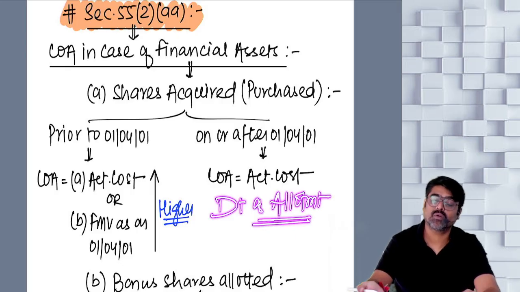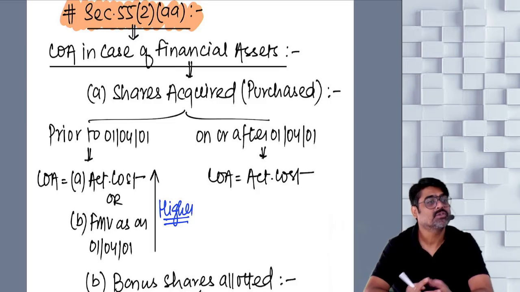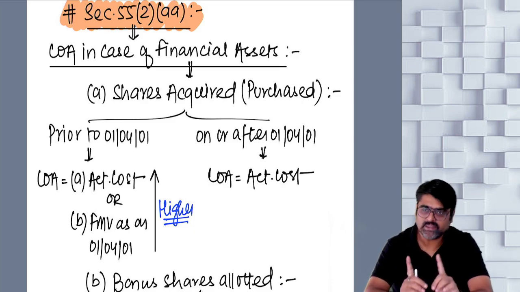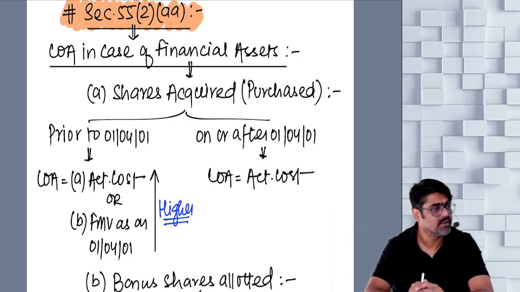Understanding? So which shares? Unlisted shares. The period of holding will start from the date of allotment. It will end on the date immediately preceding the date of transfer. And if this period of holding is 24 months or less, the shares are short term. More than 24 months, shares are long term. For unlisted shares, always from the date of allotment. But what if the shares are listed? Then these shares are not allotted in your name.